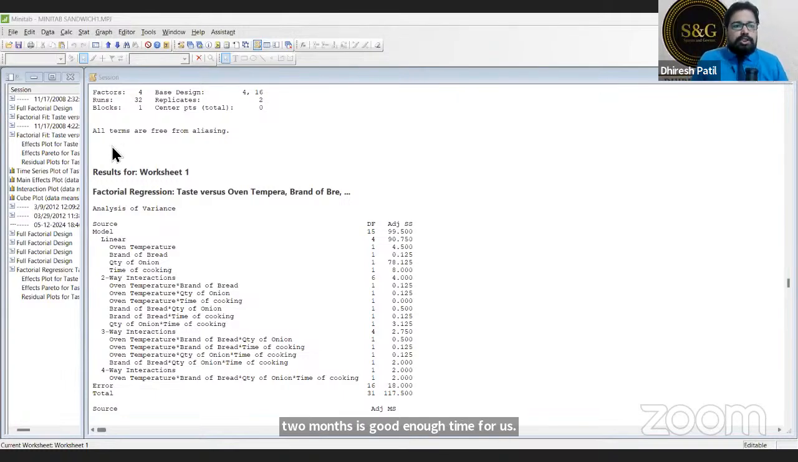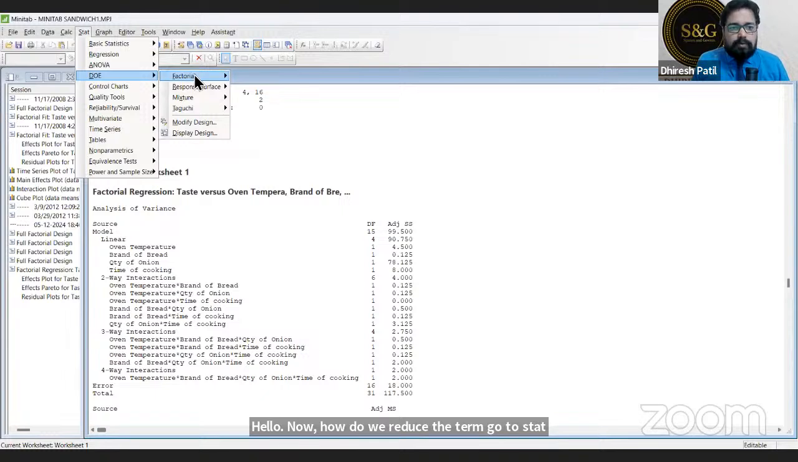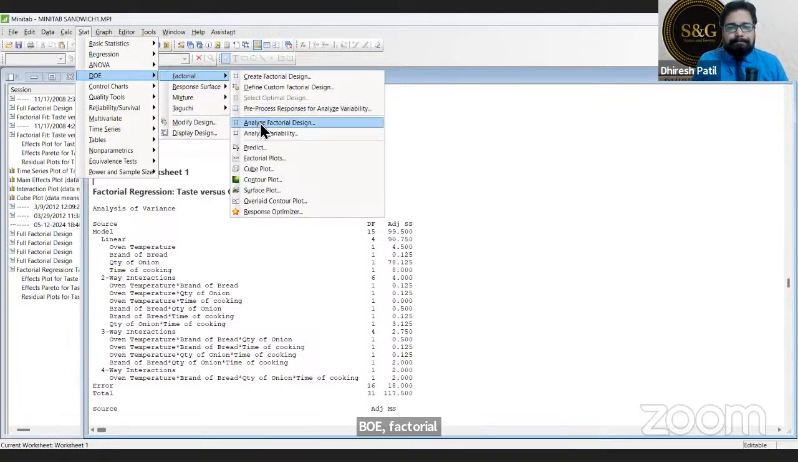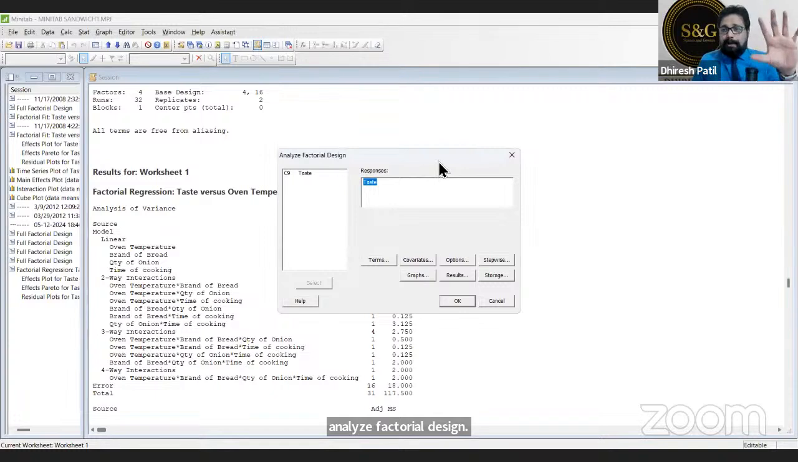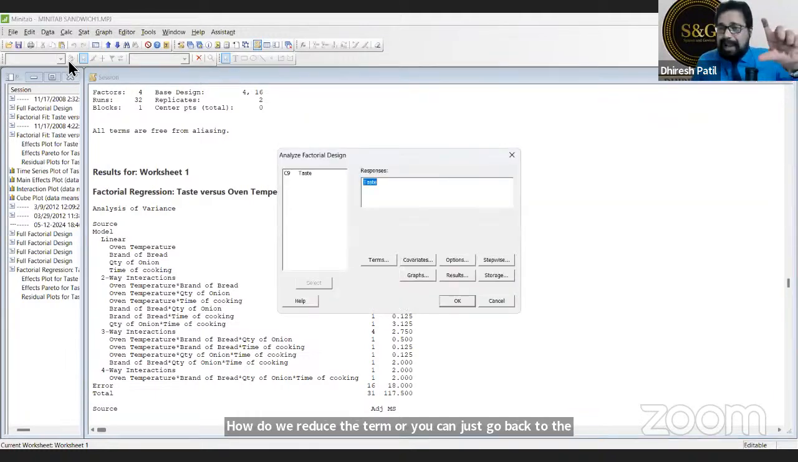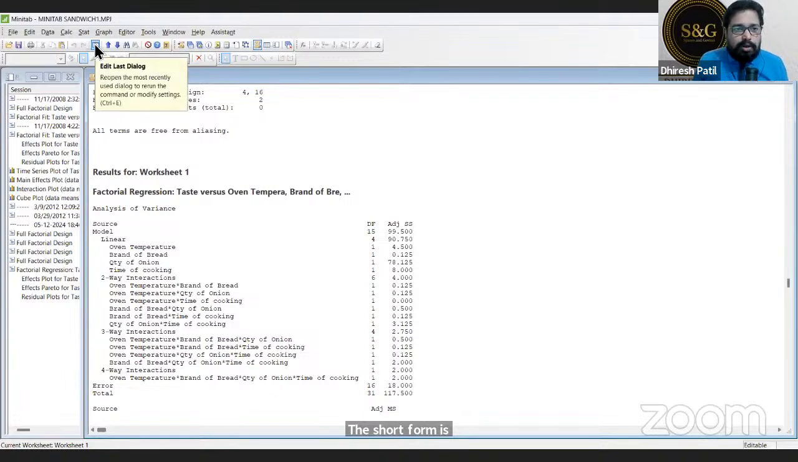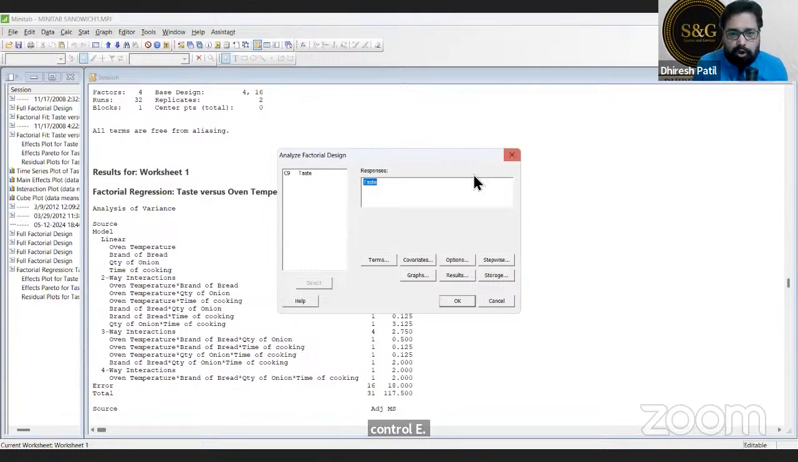Okay, chalo, now how do we reduce the terms? Go to Stat, DOE, Factorial, Analyze Factorial Design, right? Everybody with me. How do we reduce the terms? Or you can just go back to the last edit dialog box. The short form is Control E. Okay, Control E. Just click on that.